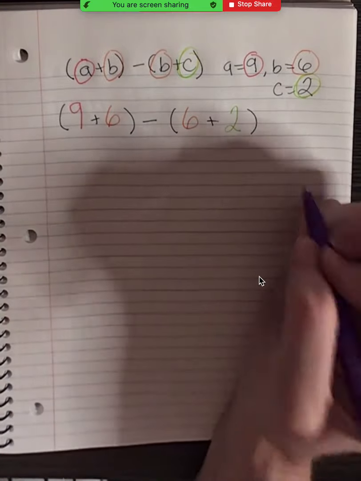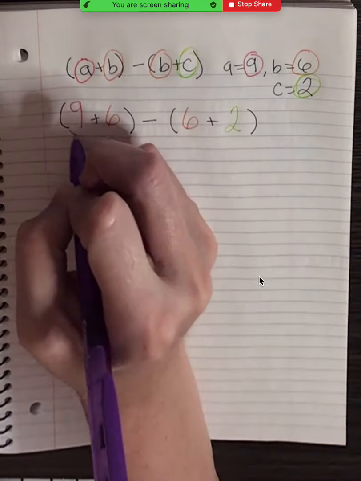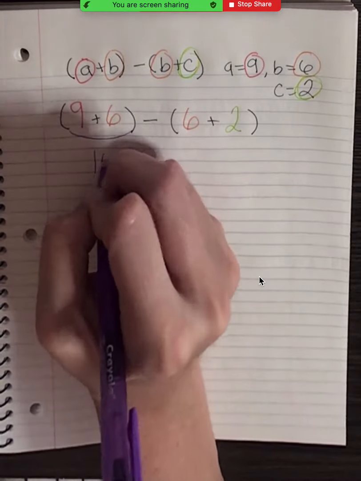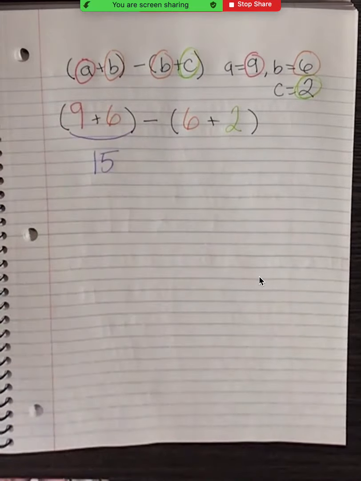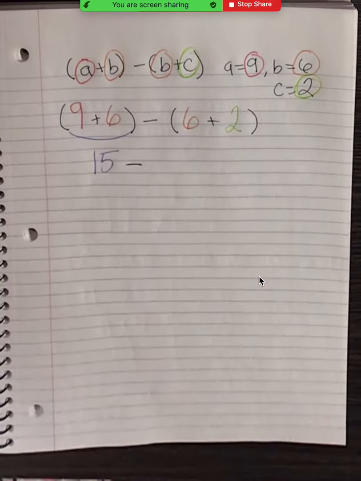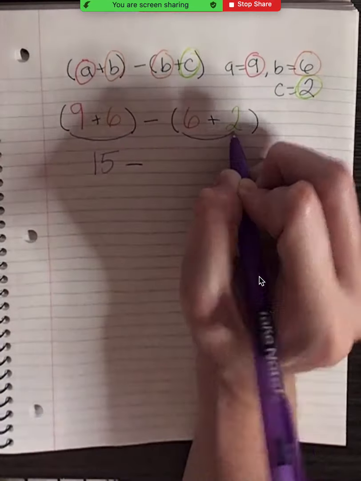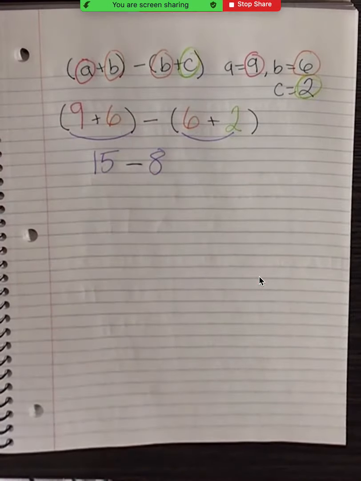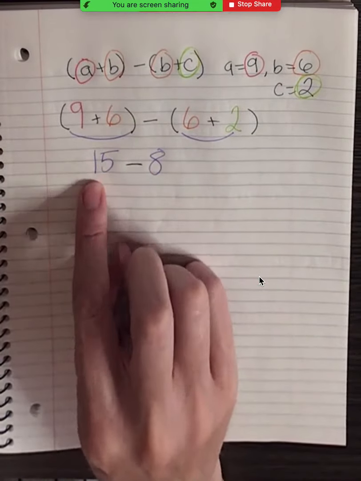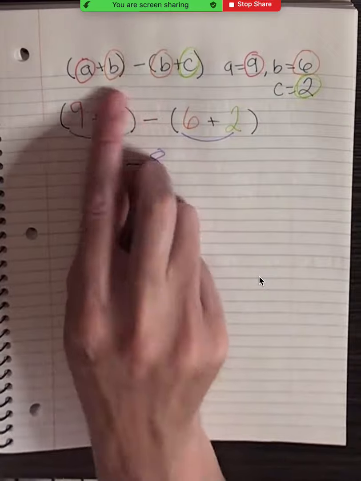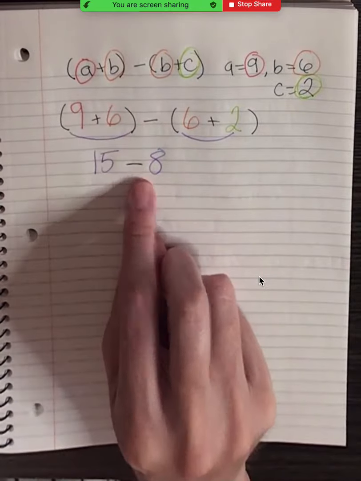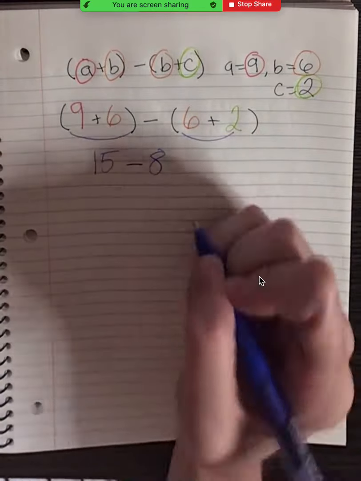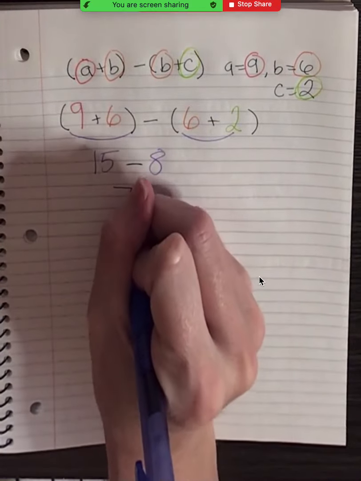Okay, so I do what's in parentheses first. 9 plus 6 is 15. We have another set of parentheses, so I'm going to do that operation, which is 6 plus 2, which is 8. And then last, I'm just left with 15, because that's what I got from this set of parentheses, minus 8, because that's what I got from my second set of parentheses. And 15 minus 8 is 7.